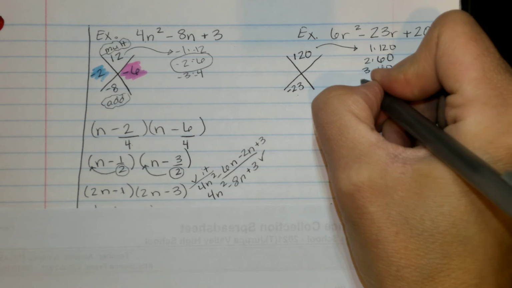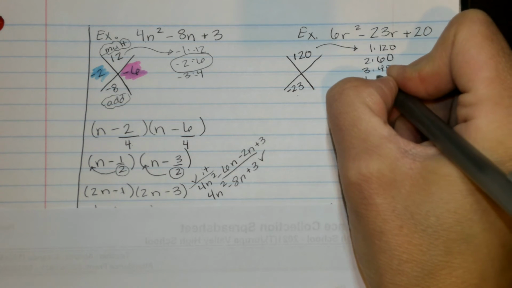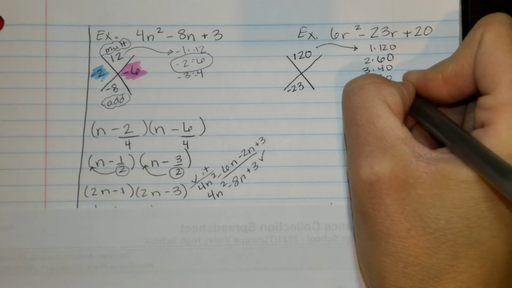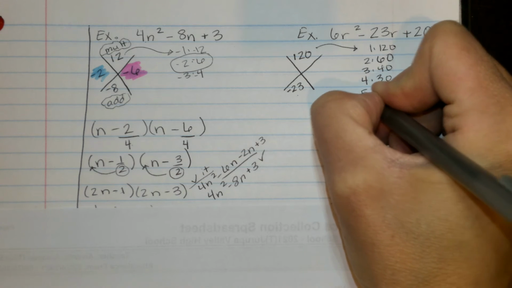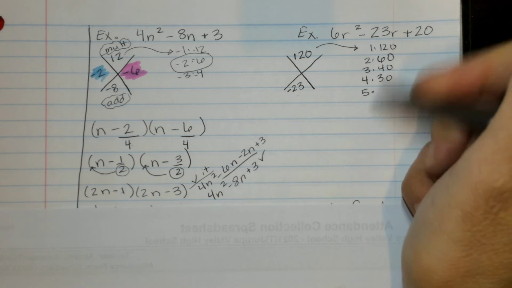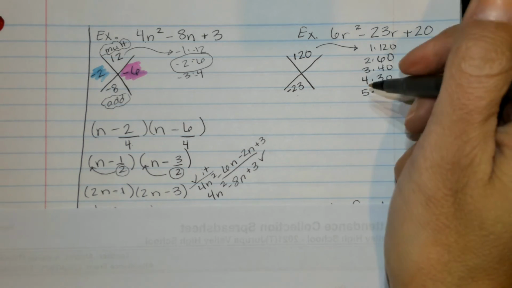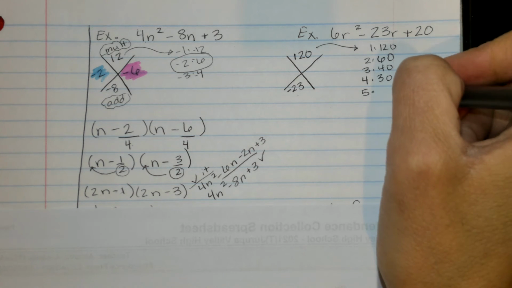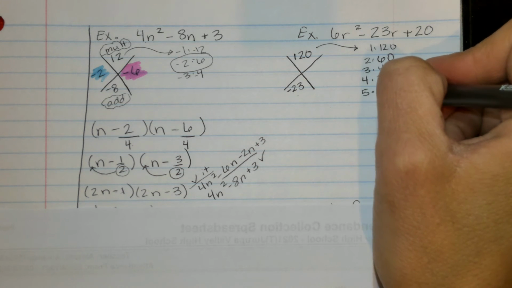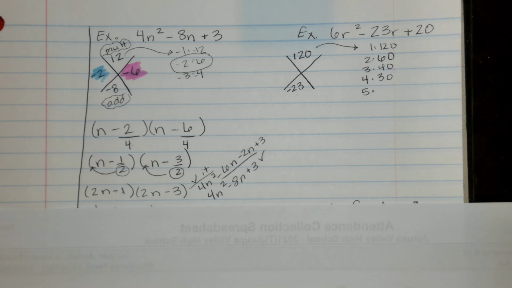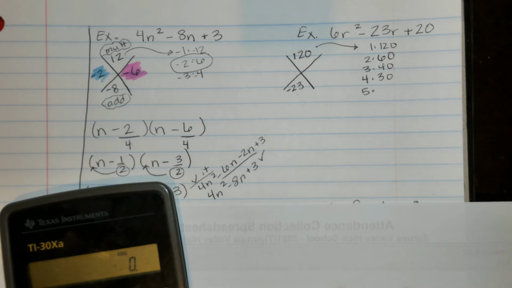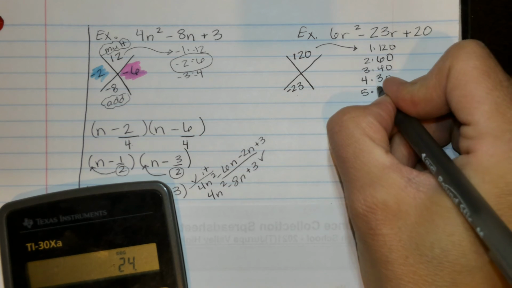All right, and then 4 times 30, right? Yeah. And then 5 goes into it. 5. I'm doing all this mentally. So remember, you can always use a calculator. 5 times, I think it would be 24. Let me double check. Don't want to mess up on a video. 120 divided by 5. Yeah, 24.